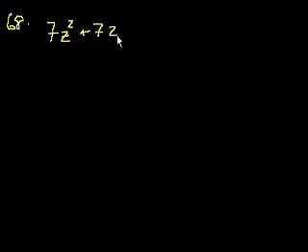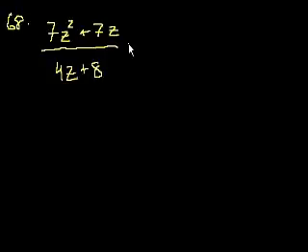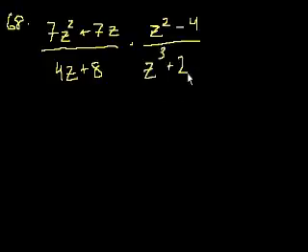Problem 68. Oh, this is a good one. I'll just write it. They just want us to multiply something. So they say 7z squared plus 7z, all of that over 4z plus 8 times z squared minus 4, all of that over z to the third plus 2z squared plus z equals.